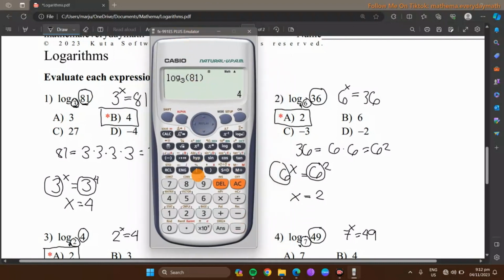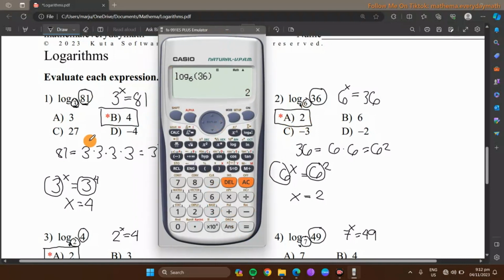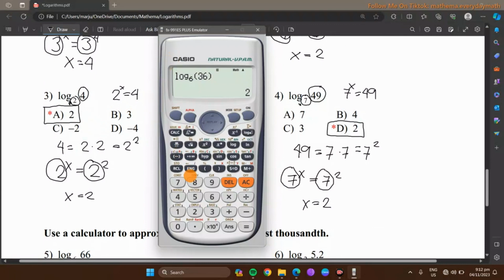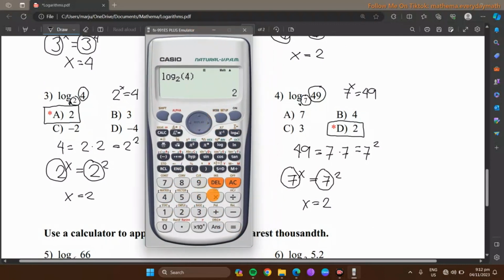What about number 2? Number 2 is log of 36 with base 6. So we click equals. That is actually 2 as well. And number 3, again, log of 4 with base 2. This will give us 2 in our calculator. And then the last one, number 4, log of 49 with base 7. That will give us again 2 as our answer.